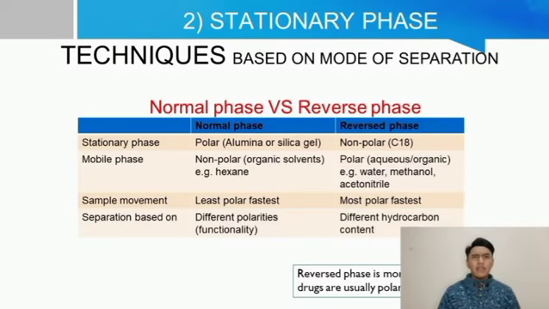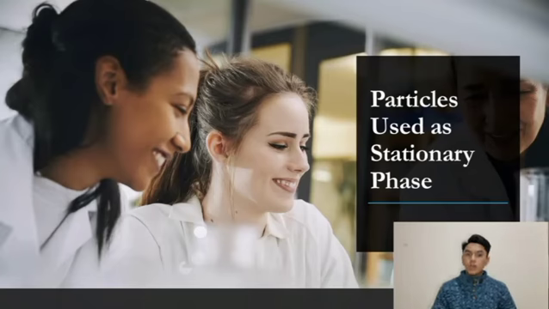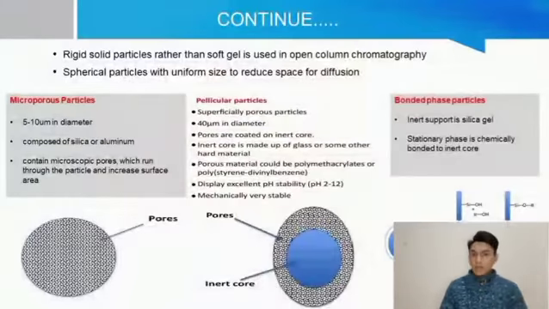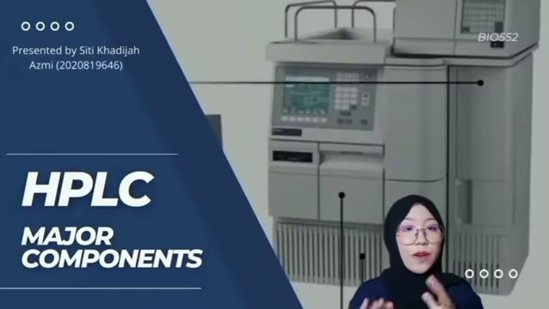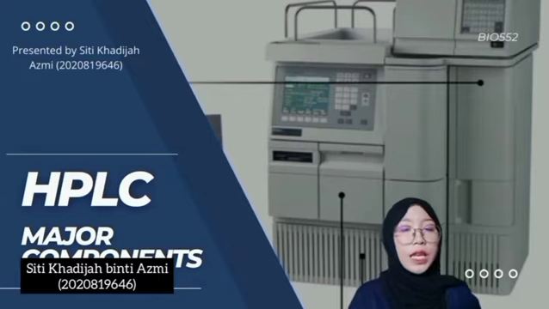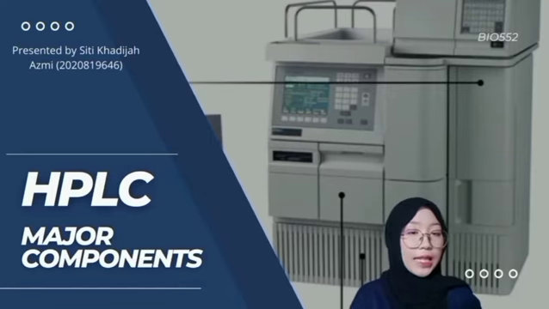In this table, there are two phases which are normal phase and reverse phase. As we can see, there are some differences between the usage of these two phases, mostly on sample movement and separation when using different types of stationary phase. There are three most common particles used as stationary phase, which are microporous particles, pellicular particles, and bonded phase particles. The function of high-performance liquid chromatography, HPLC, is to detect individual compounds within a complex solution.